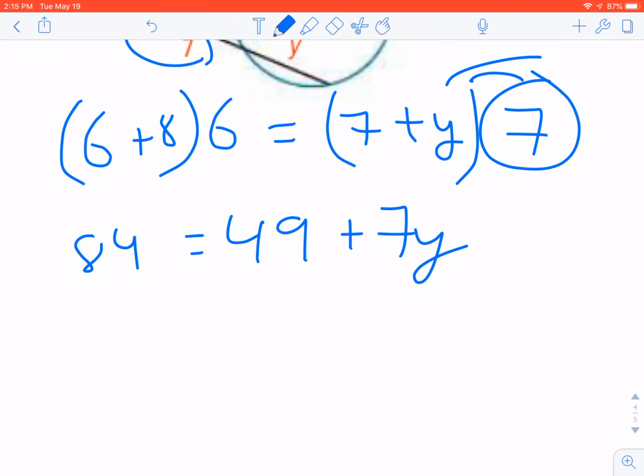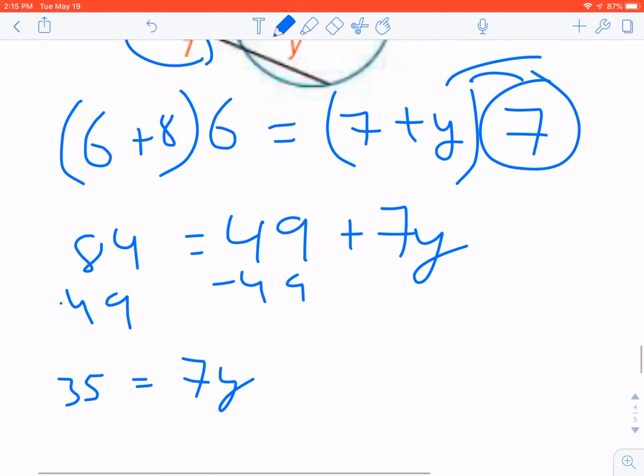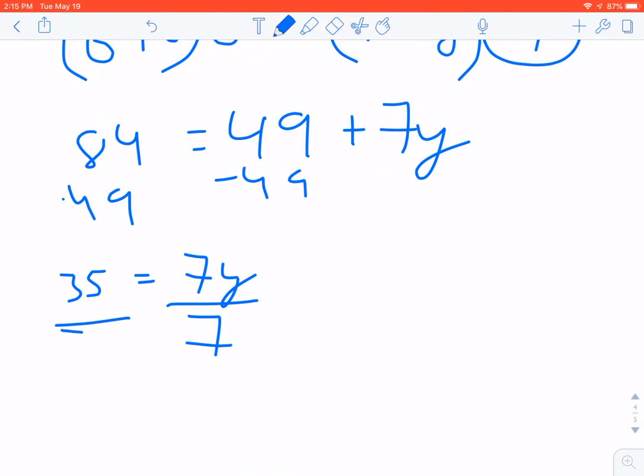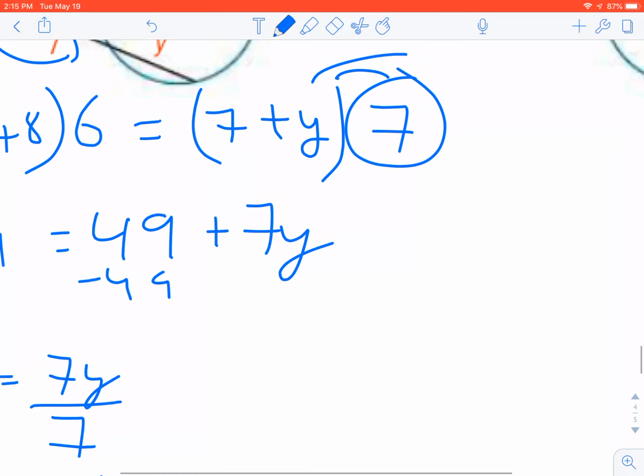Okay? Minus your 49 from both sides. You get 35 is equal to 7y. Divide both sides by 7, and y is 5. Okay?